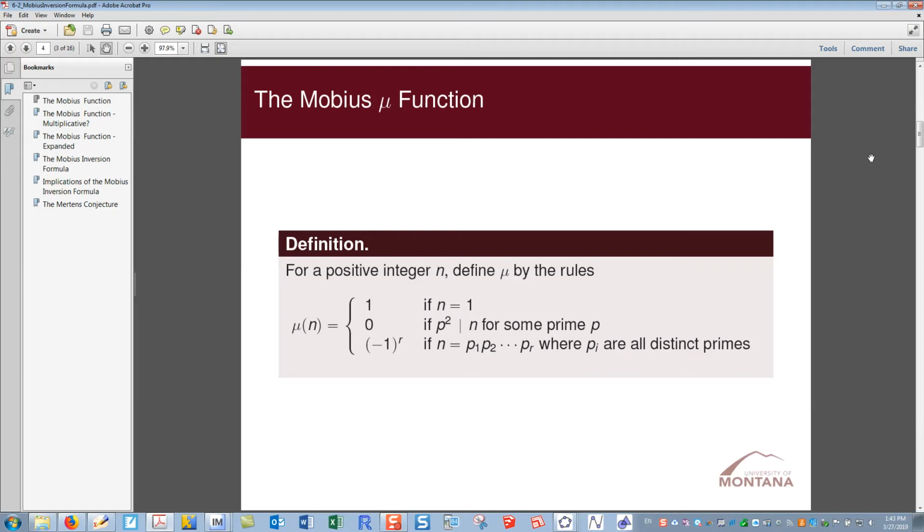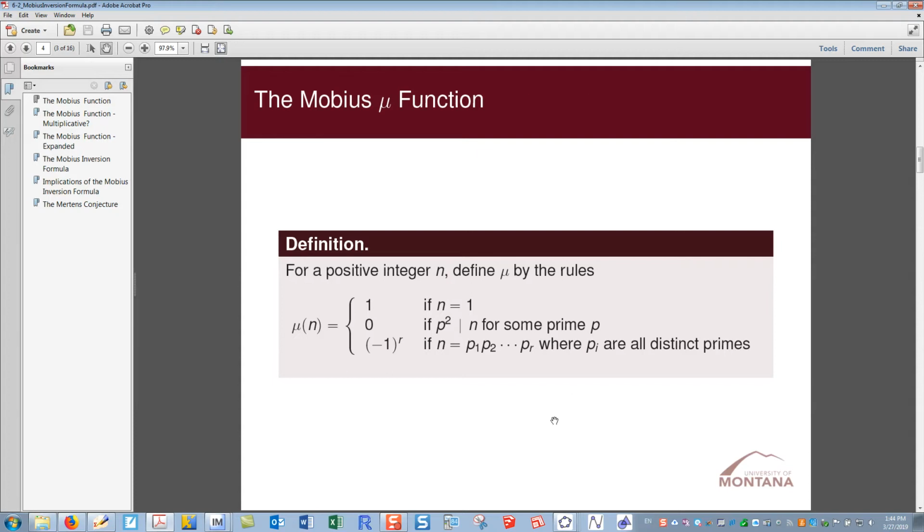And then it reports negative 1 raised to the r if n can be written as a square-free prime factorization, so some list of primes all raised to the first power, p1 times p2 up to pr, where the pi are all distinct primes. So it reports negative 1 or positive 1, depending on whether you have an even or odd number of primes, each with power 1.